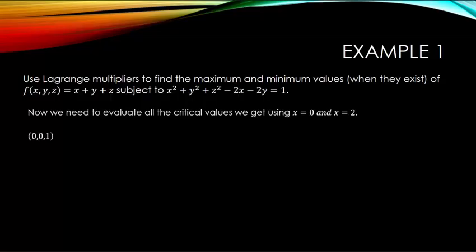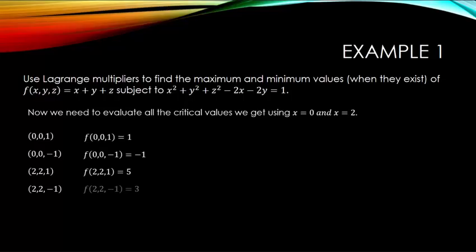Those points could be at the coordinates (0, 0, 1), (0, 0, minus 1), (2, 2, 1), and (2, 2, negative 1). f of (0, 0, 1) gives me 1. f of (0, 0, negative 1) gives me negative 1. f of (2, 2, 1) gives me 5, and f of (2, 2, negative 1) gives me 3. The minimum value of negative 1 occurs at the point (0, 0, negative 1), and the maximum value of 5 occurs at the point (2, 2, 1).